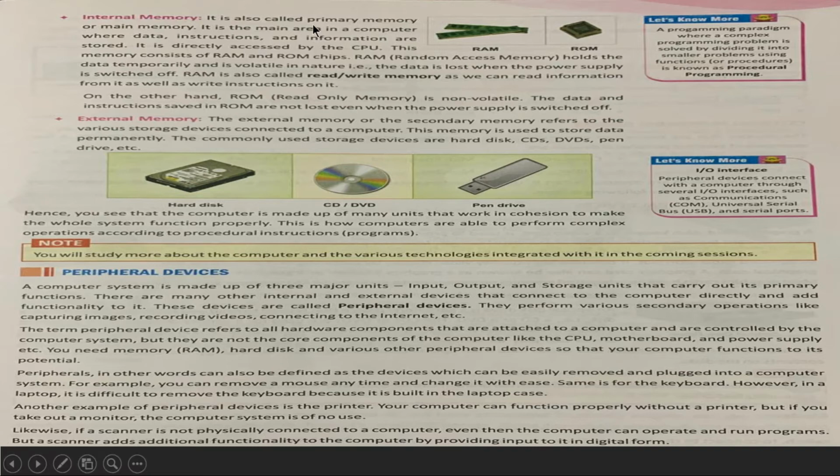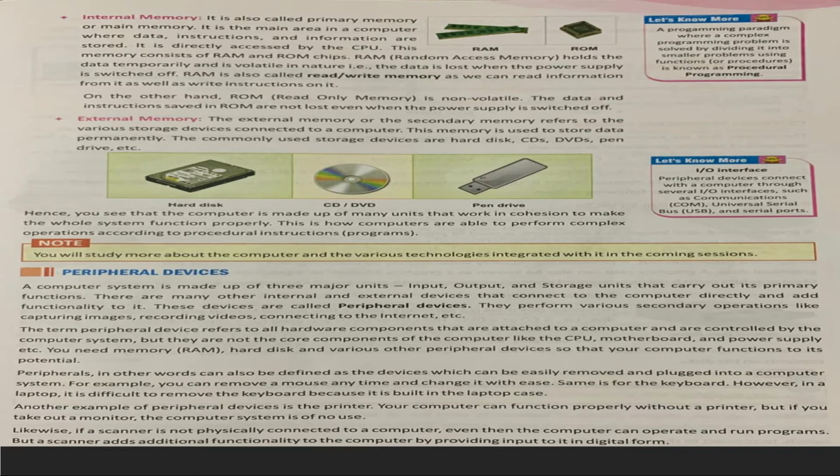It is called primary memory. It is the main area in the computer where data, instructions and information are stored. It is directly accessed by the CPU. We human beings cannot write into the ROM area, but RAM can be overwritten or updated. So random access memory holds the data temporarily and is volatile in nature, meaning the data will be lost whenever there is no power. It is also known as read-write memory, so we can read information from it as well as write instructions onto it.